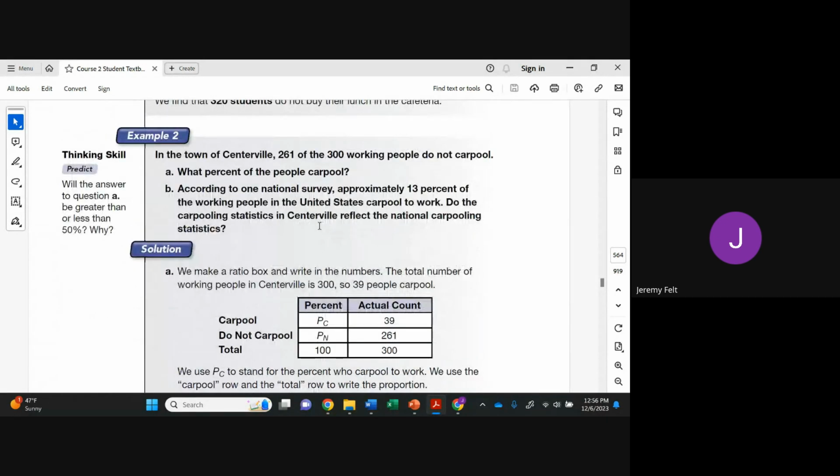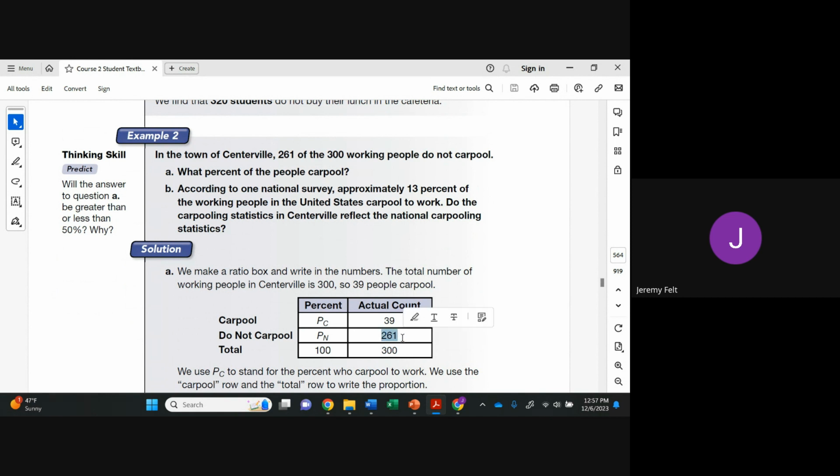Okay, if we're looking at example 2, in the town of Centerville, 261 of the 300 working people do not carpool. Now we want to work backwards and find a percent. What percent of the people carpool? Okay. Well, you either carpool or you don't. Okay, 300 working people, so that's our total in our actual count. So that's our 100% of what we're working with.